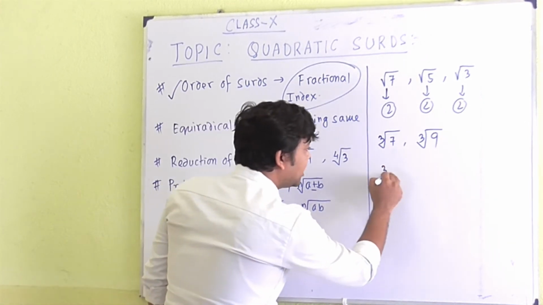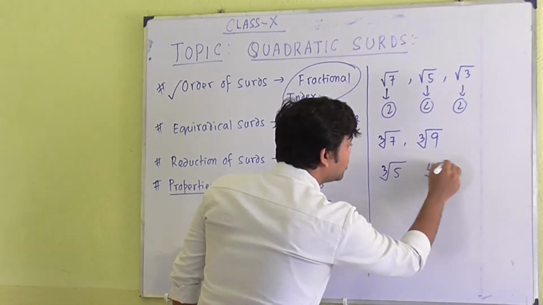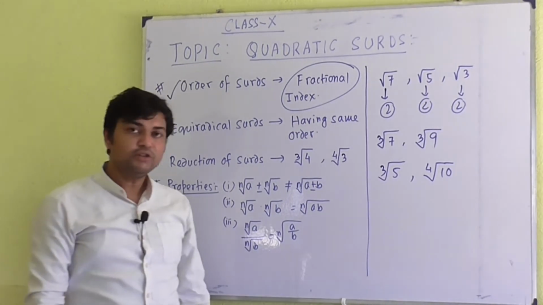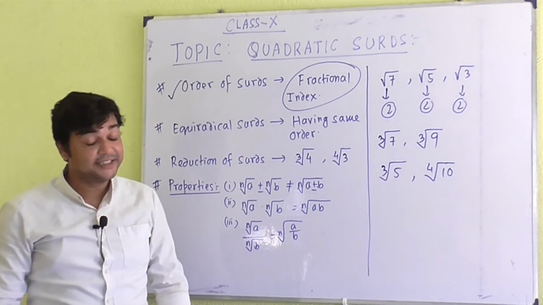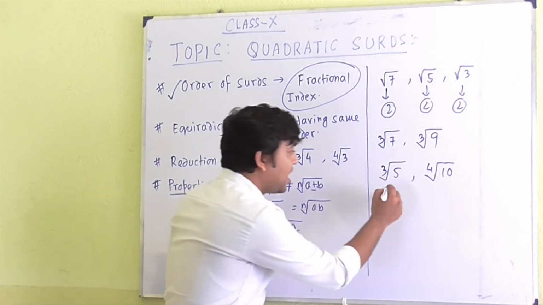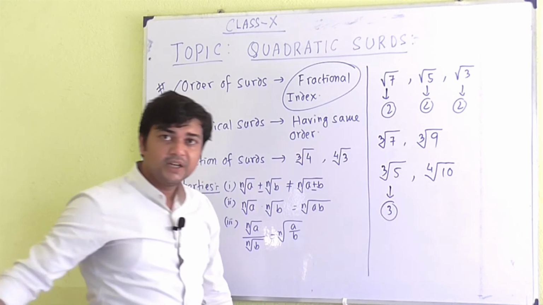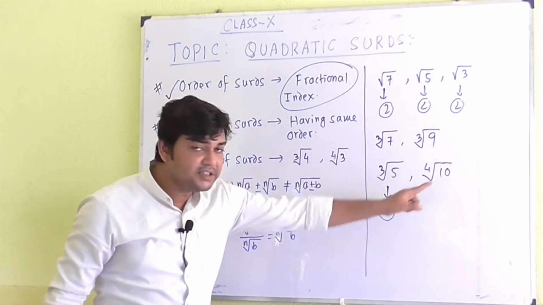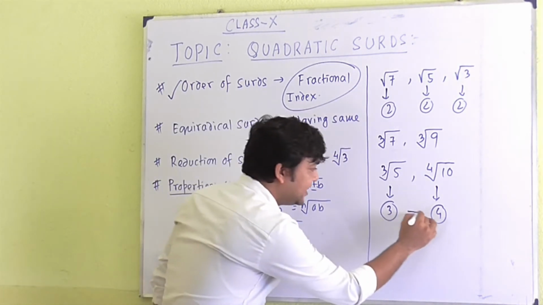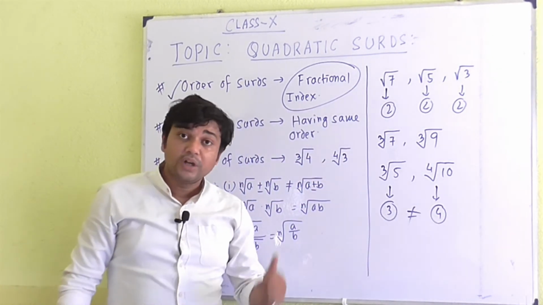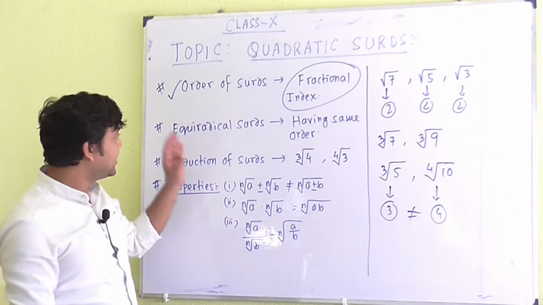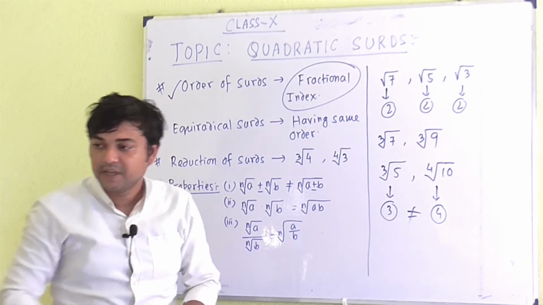Now, cube root of 5 and fourth root of 10. In that case, do you think they are equiradical surds? The answer is no, they are not equiradical surds at all, because if we observe the order of this surd, it is 3. And what is the order of this surd? The order of this surd is 4. Are they equal? Naturally, 3 is not equal to 4. So, they will not be treated as equiradical surds. Got it? Yes, that was the concept of equiradical surd.